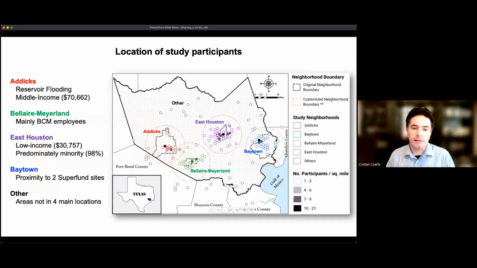And then the areas where what people call concentrated had different properties, and this from the analysis. So one of them was the Addicks Reservoir, which would lead to flooding because the reservoir had to be released to prevent catastrophic damage. This was an area with middle income. Bel Air, Maryland area, this is a fairly affluent area. A lot of the people who live there were medical center professionals. East Houston, this is a low economically depressed area, predominantly minority. And Baytown, which is really close to two Superfund sites. And there are a few other areas which are not in these 4 main locations.